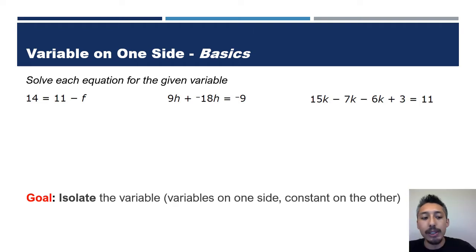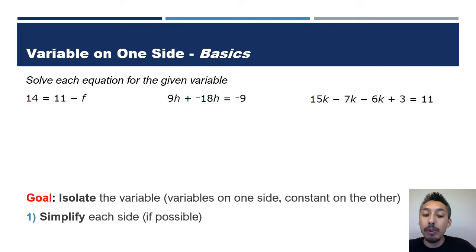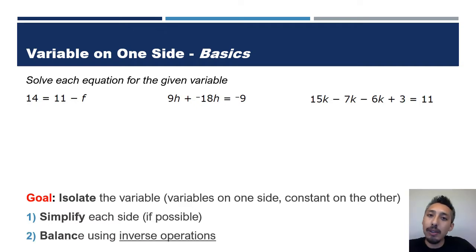In order to do this, there's two main steps that we're going to be taking. If possible, we're going to simplify each side, and we're also going to balance the equation using inverse operations. Again, this is meant to be review. I'm not going to talk in detail about how to do each of these problems. I'm just going to talk through the general steps that we take. If you do have questions about the details, please send me a message so I can help you.